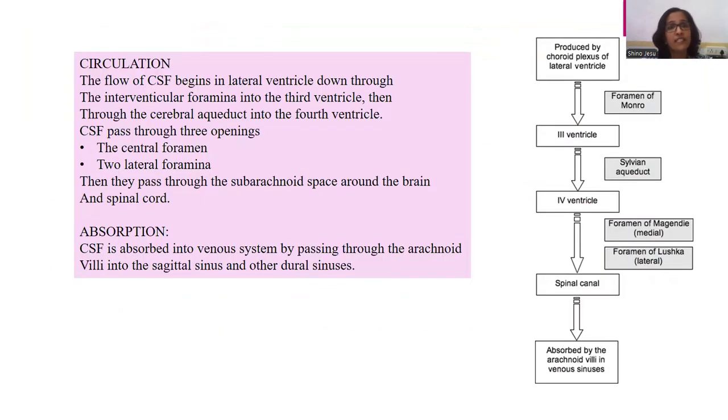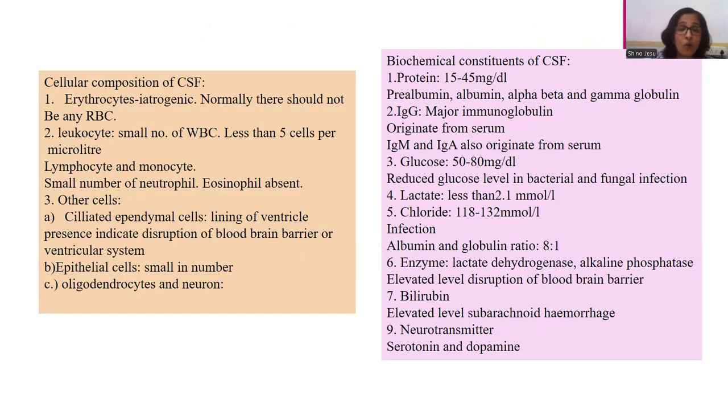The circulation of CSF begins in the lateral ventricles, down through the interventricular foramina into the third ventricle and then through the cerebral aqueduct into the fourth ventricle. The CSF passes through three openings, like the central foramen and the two lateral foramina. So then they pass through the subarachnoid space around the brain and the spinal cord. The absorption in the venous system is when it passes through the arachnoid villi into the sagittal sinus and other dural sinuses.